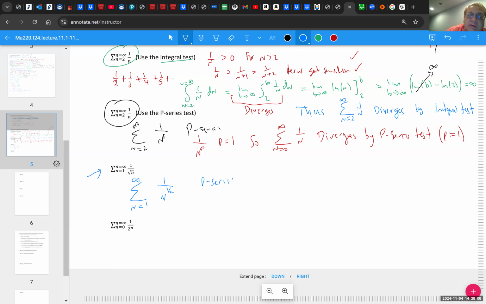How do I know it's a p-series? A p-series has the variable as the base and a number as the exponent. It's the reverse of the geometric series. We did geometric series in the previous section. That was where we had a number as the base and an exponent.